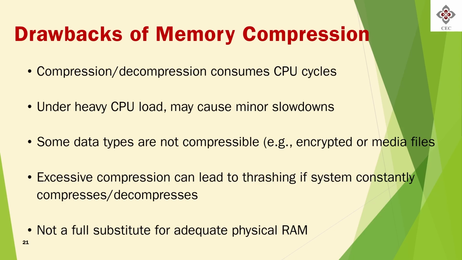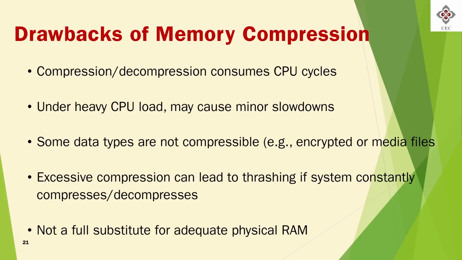Excessive compression can lead to thrashing if the system constantly compresses and decompresses. If you do not have proper statistics about how frequently you access a page, this will lead to frequent compression and frequent decompression, and then the compression and decompression will not help performance, because it takes time. Doing that frequently ends up with lower performance, which we call thrashing in operating systems. Too much swapping is generally called thrashing; here, too much compression and decompression is called thrashing. It is also not a full substitute for adequate physical RAM. It is not exactly substituting physical RAM, but an optimization technique that uses compression.